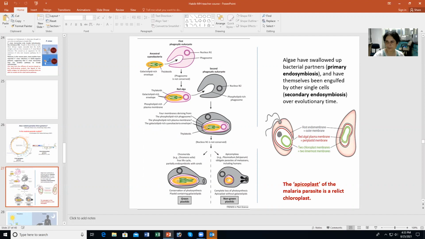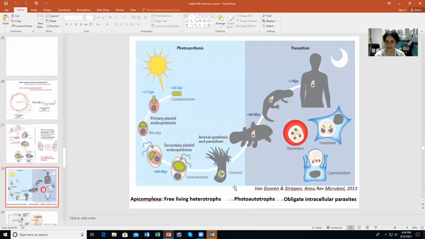All the apicomplexan parasites, not all, except Cryptosporidium, Toxoplasma, Eimeria, etc., have an apicoplast. So therefore, the apicoplast of the malaria parasite has become a relict plastid. It was a plastid, but it lost photosynthesis. It is a secondary endosymbiont, and it is a relict plastid. Why is it interesting also?